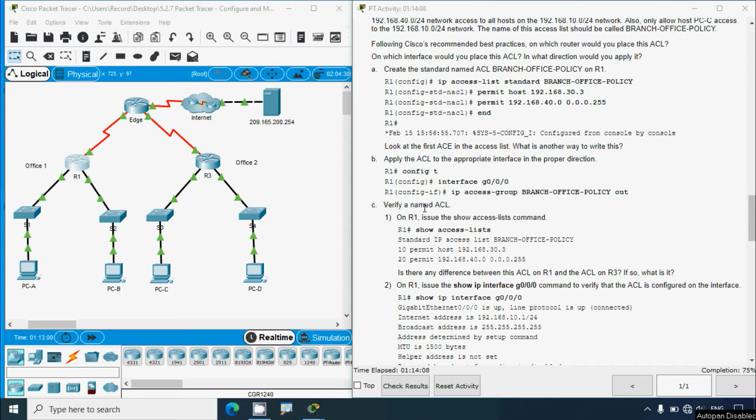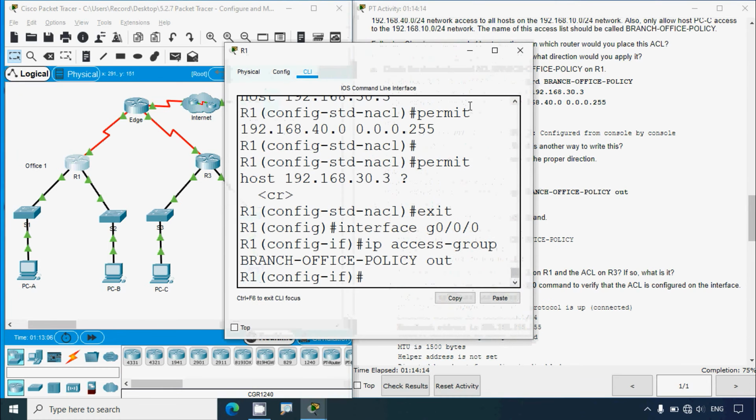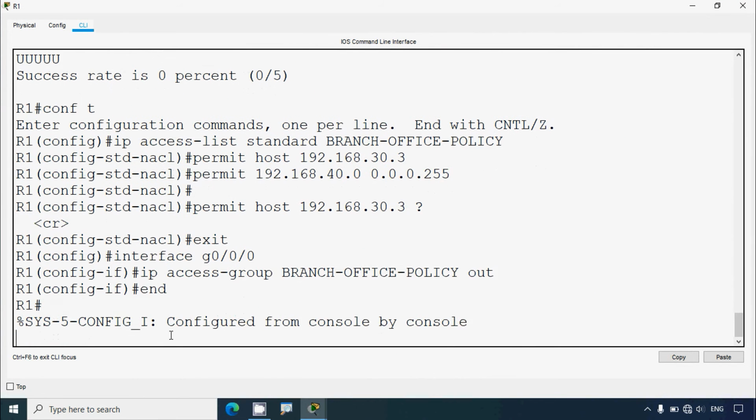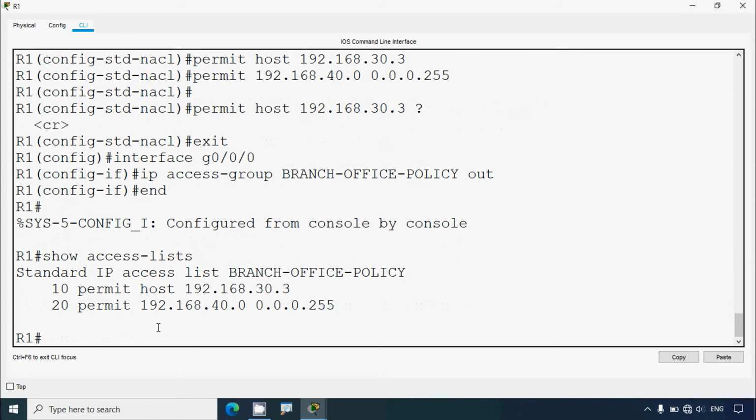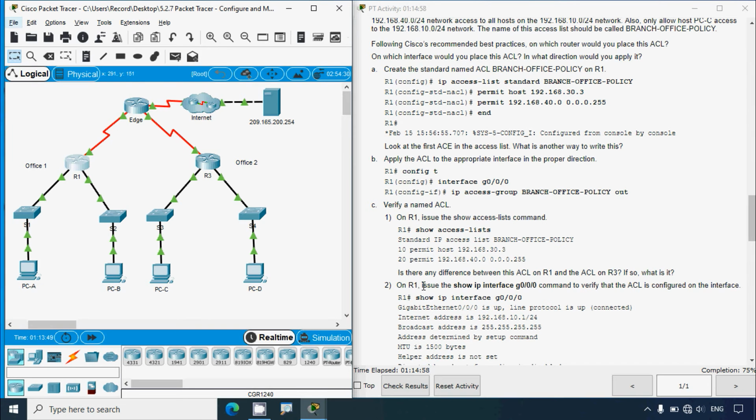Next we will verify a named ACL. On R1, issue the show access-list command. So we'll go to R1 and give that command, give end, then show access-list. And here we can see standard IP access list branch-office-policy. This is what we created, and here we can see lines 10 and 20, and we cannot see line number 30, that is deny any. There is a question: is there any difference between this ACL on R1 and the ACL on R3? If so, what is it?